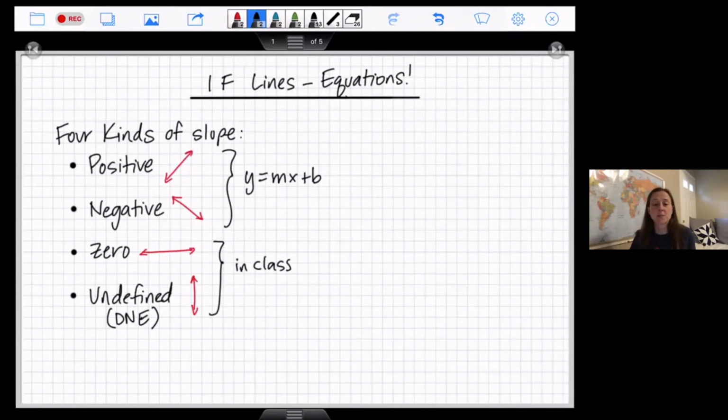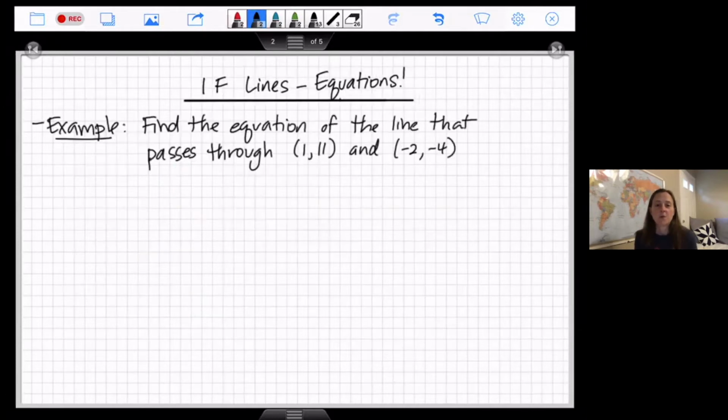Y equals mx plus b. I'm just going to do 2 examples to remind you how to find those equations. All right, so we want to find the equation of the line that passes through these 2 points. First step is just going to be to find the slope, and then we'll know which one of those 4 cases we're in. So decide which point you're going to treat like x1, y1, and x2, y2, and then use your slope formula. Again, m is equal to y2 minus y1 over x2 minus x1.